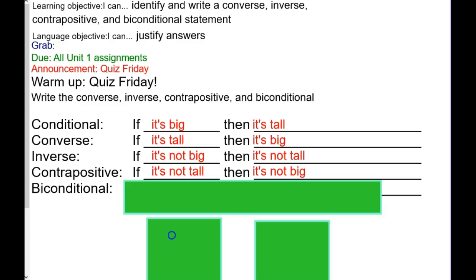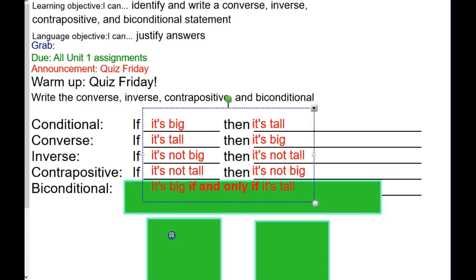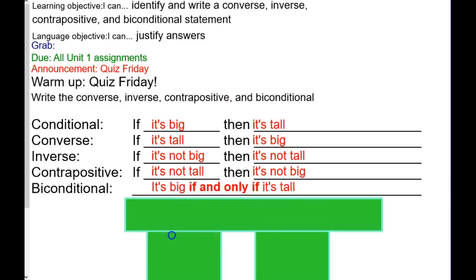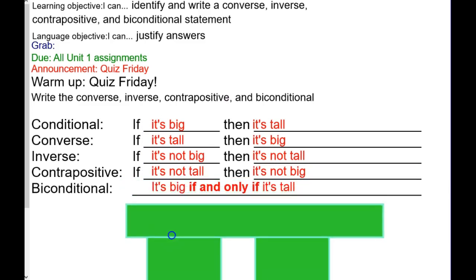Start off with just the red here. It's big, if and only if it's tall. So I took the first phrase, if and only if, the second phrase. And remember, we call the hypothesis P, and the conclusion is Q, right? So, that's a reminder from yesterday, okay, on the notes.